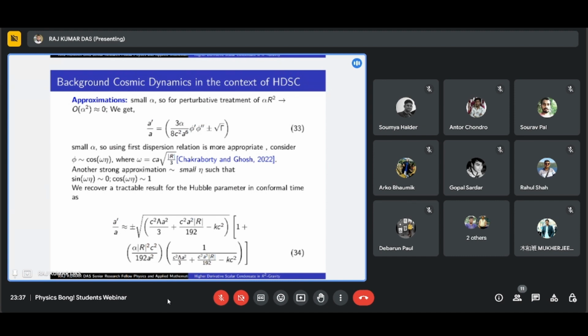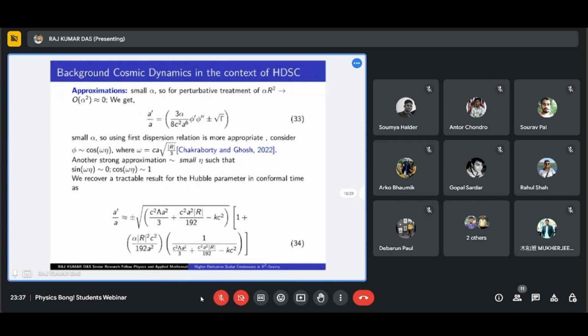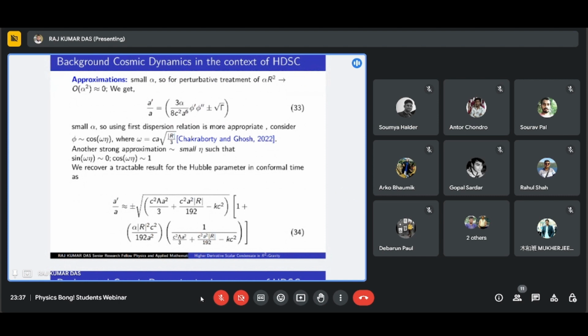So we'll plug in this phi equals cos omega t, and you will perform this algebraic calculation, and you will get this Hubble parameter like that. Okay, if you see that Hubble parameter, here this first term is only the background Friedmann equation in the context of basic cosmology, or the basic background equation. And this alpha part, this alpha R squared and c squared by 182 a squared, this part also arises from taking the higher derivative part in the Lagrangian.